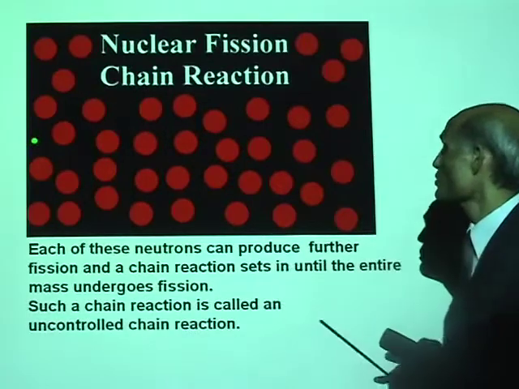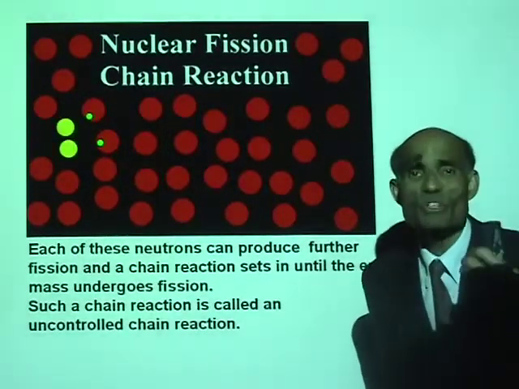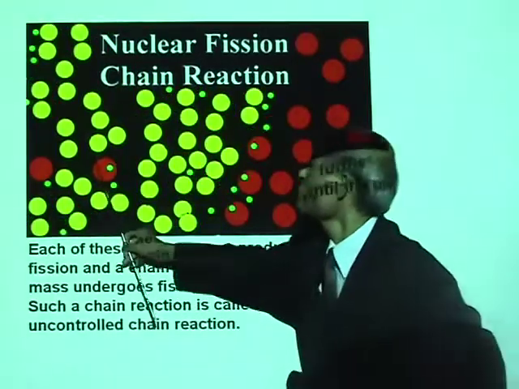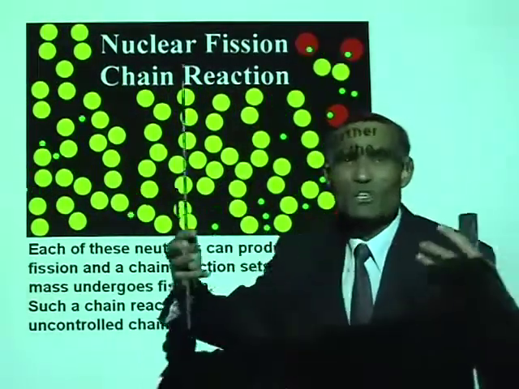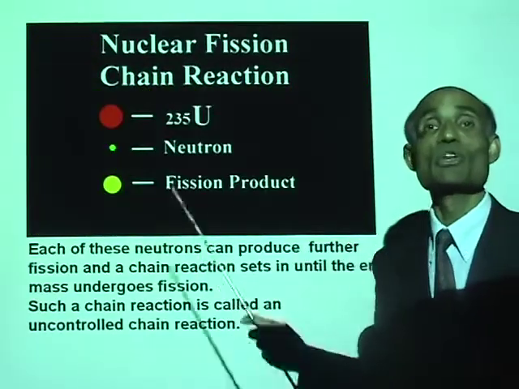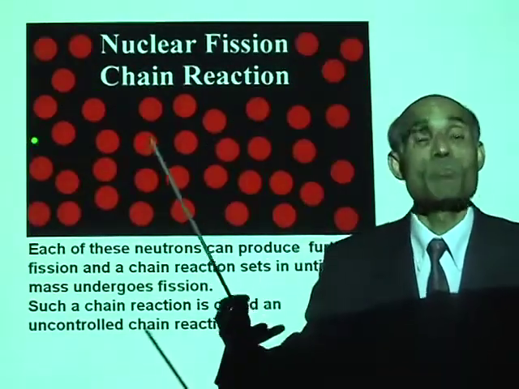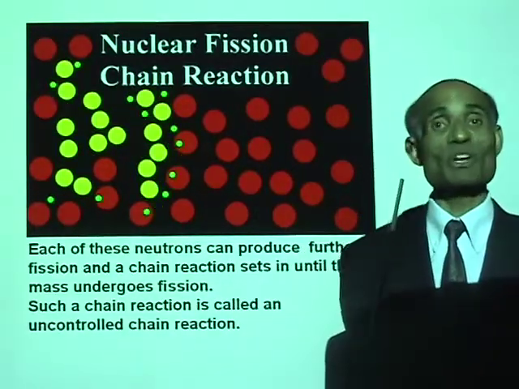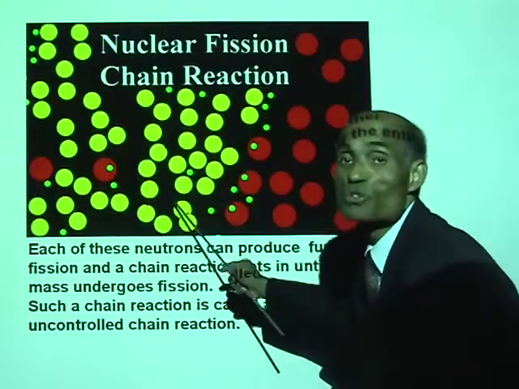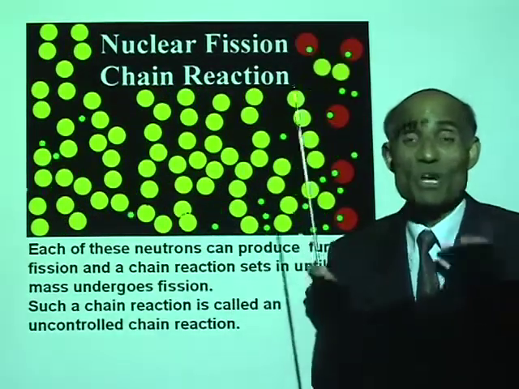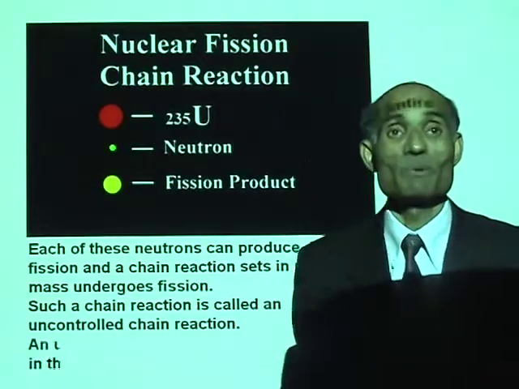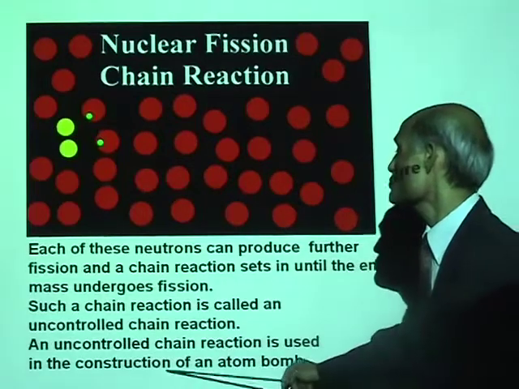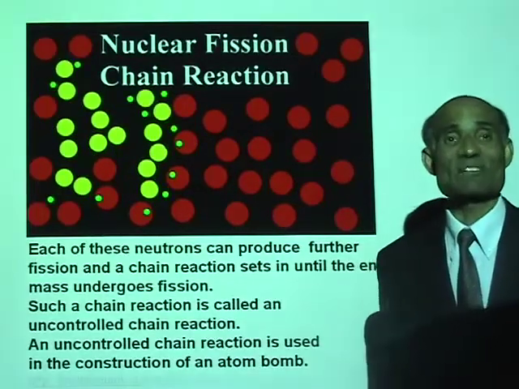Such a chain reaction is called an uncontrolled chain reaction. This kind of chain reaction is normally used in producing a bomb. You see, if you want to make use of nuclear energy, then we need to control this chain reaction so that it will not become a bomb. All right? An uncontrolled chain reaction is used in the construction of an atom bomb.